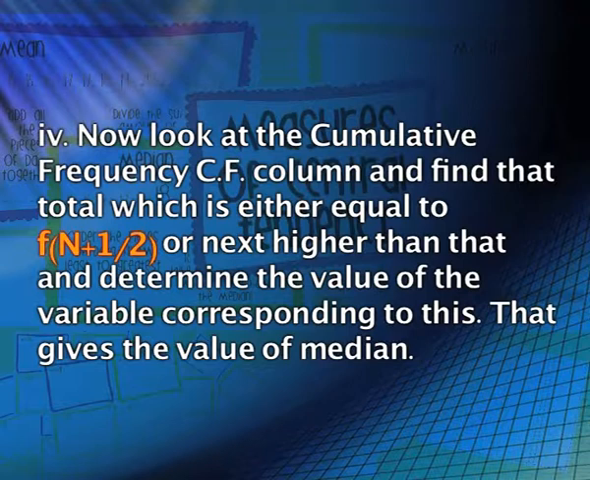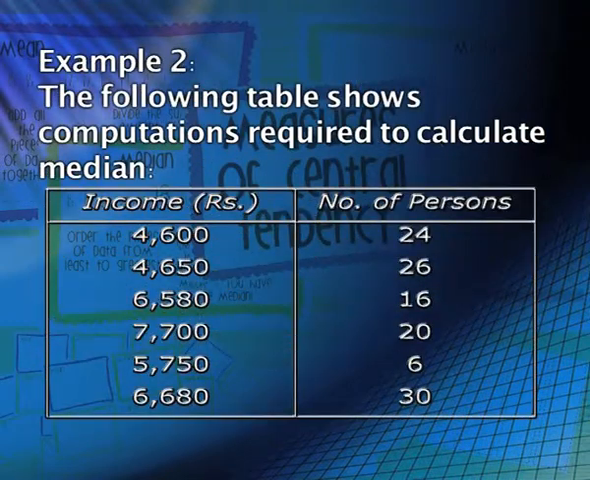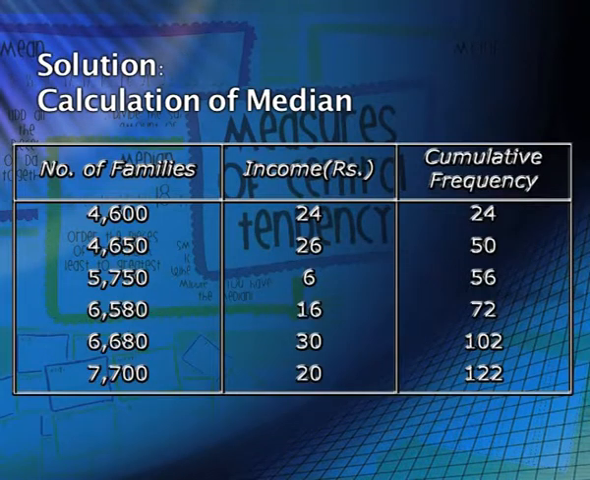Fourth step will be, now look at the cumulative frequency, that is CF column, and find that total which is either equal to (n plus 1) by 2th or next higher than that, and determine the value of the variable corresponding to this. That gives the value of the median. So for this, again we will see an example. The following table shows computation required to calculate median. So we have a table with us which has a column of incomes given in rupees and the number of persons. Let's see the solution.